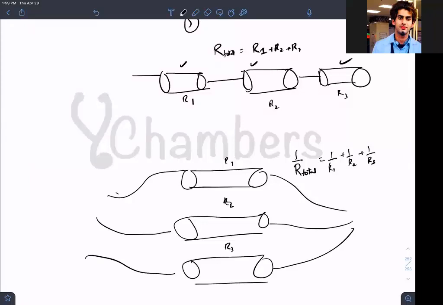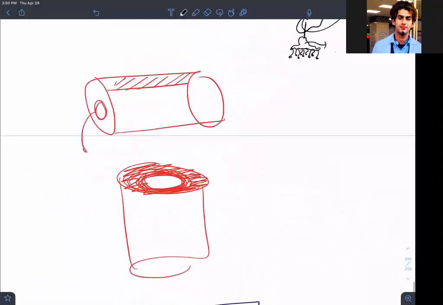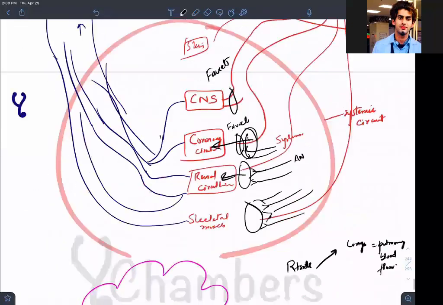So who shows us parallel resistances in the body? Systemic circulation. Systemic circulation shows us parallel resistances. See, do we remember the last time's diagram? Do we remember this diagram, guys? Can we see them in parallel?